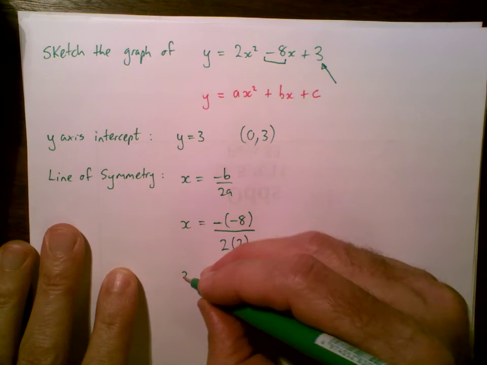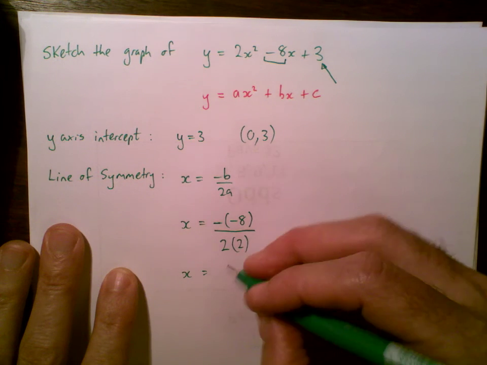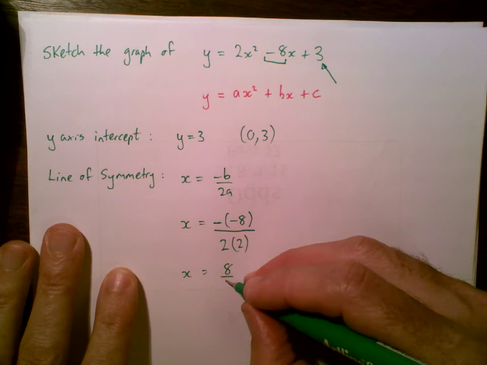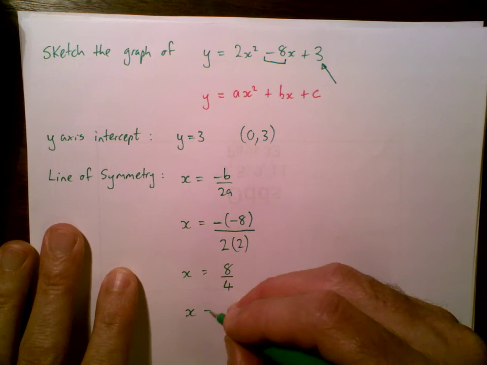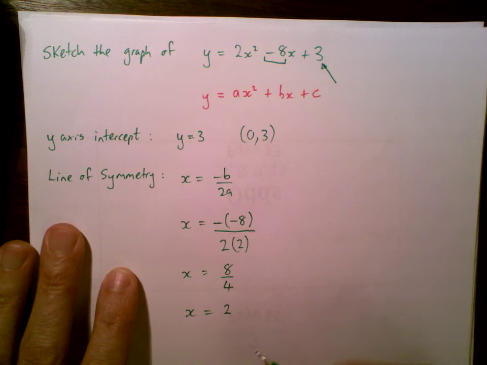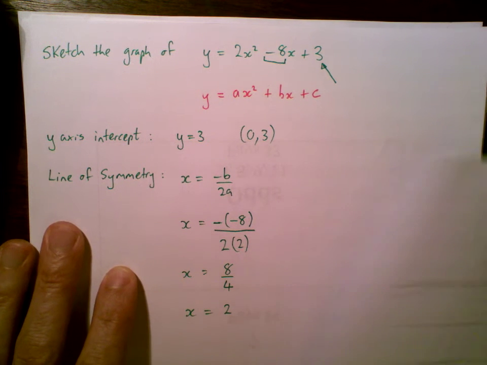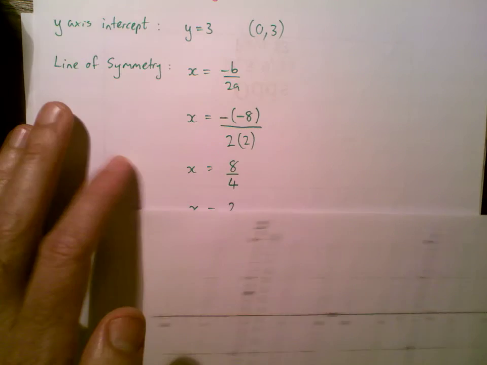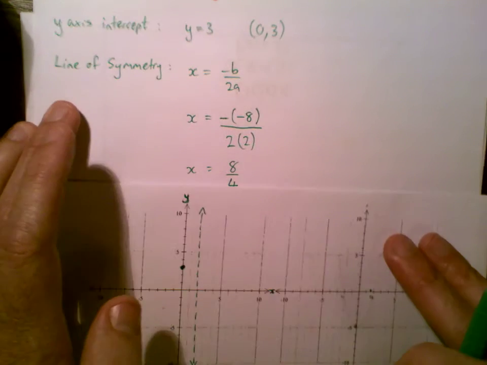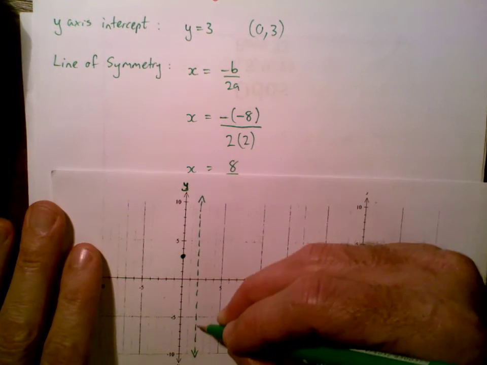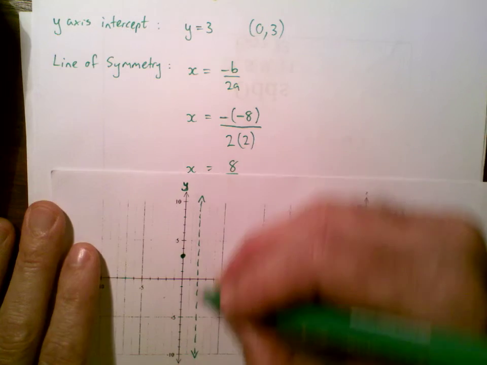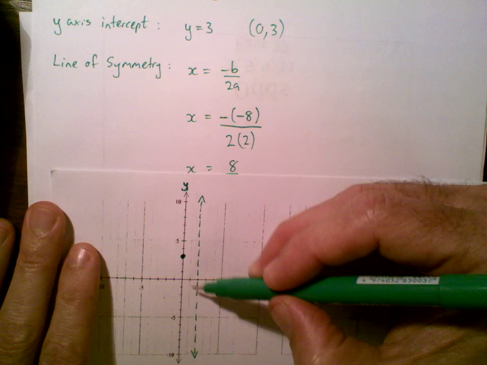Okay, so working that out, we get the negative of negative 8 is positive 8 over 2 times 2 is 4. And we get our line of symmetry is equal to x is equal to 2. And this is in fact the equation of the line of symmetry, x equals 2. And on our graph, we can actually plot that as a vertical line, x is equal to 2. And that's the line that the parabola-shaped curve will be symmetrical about.